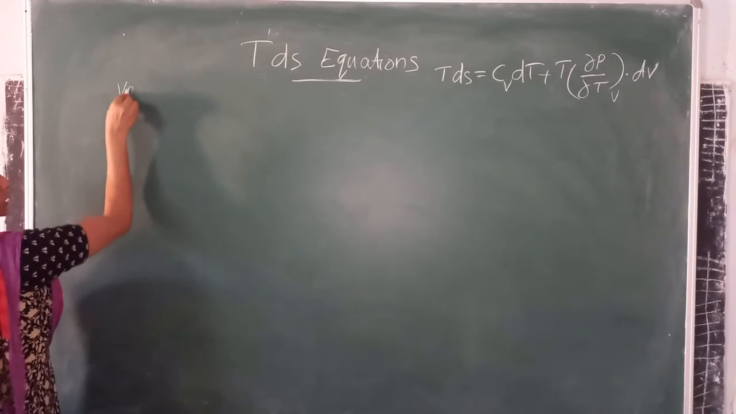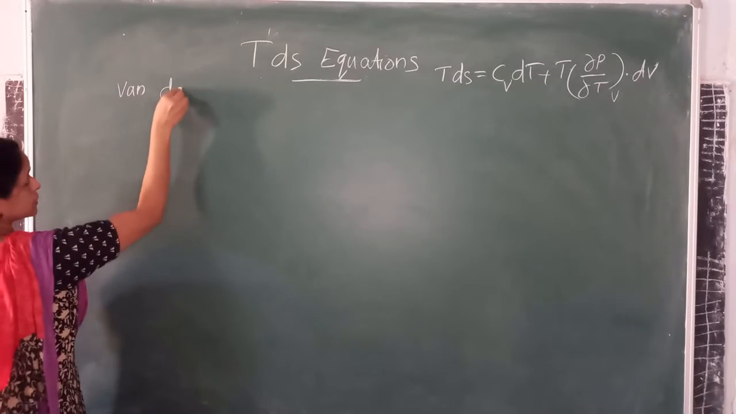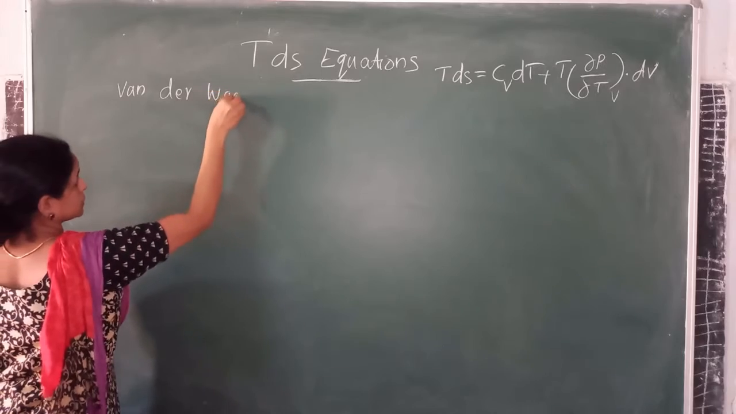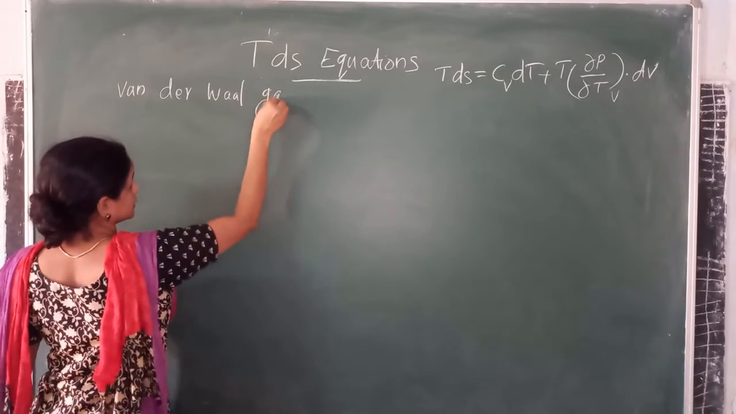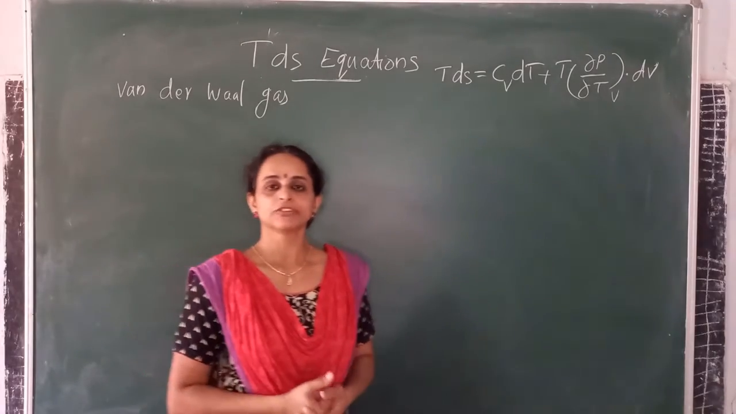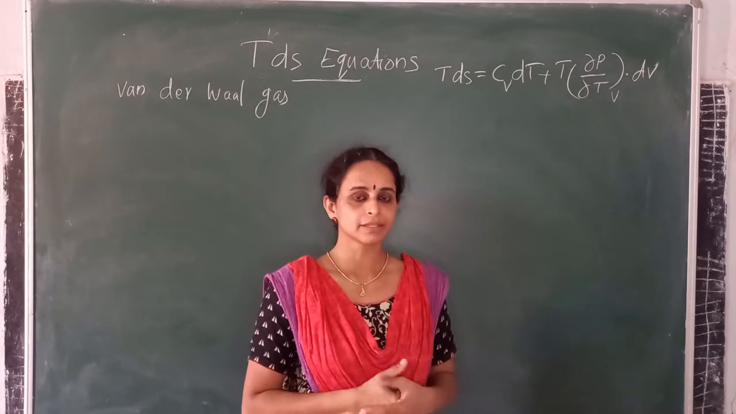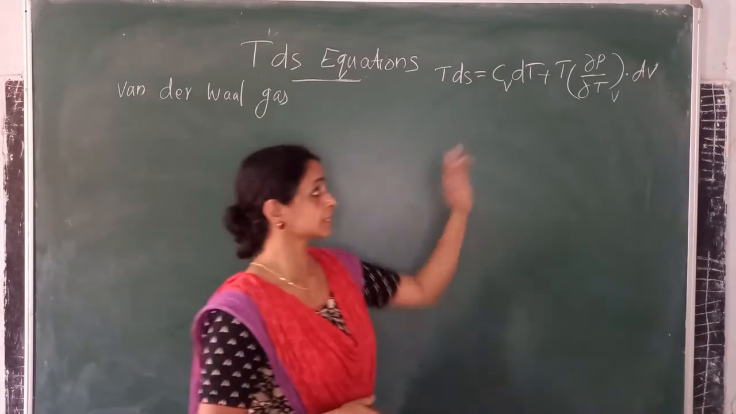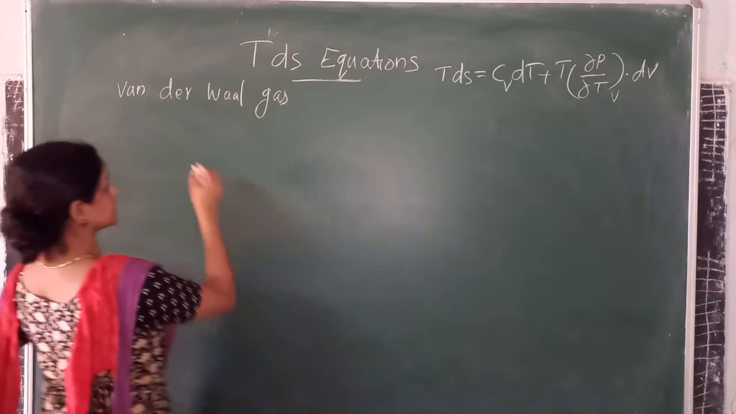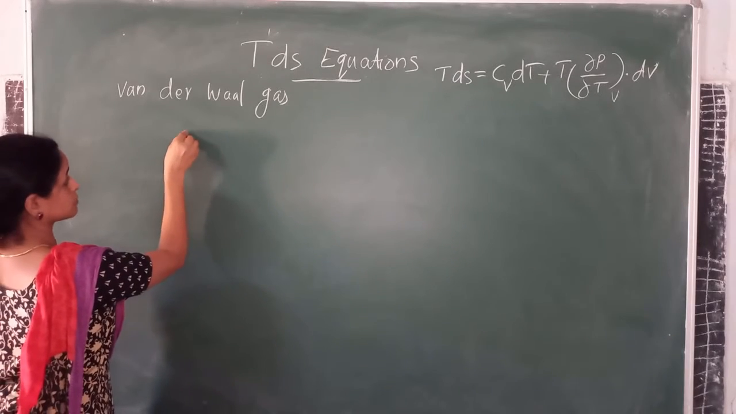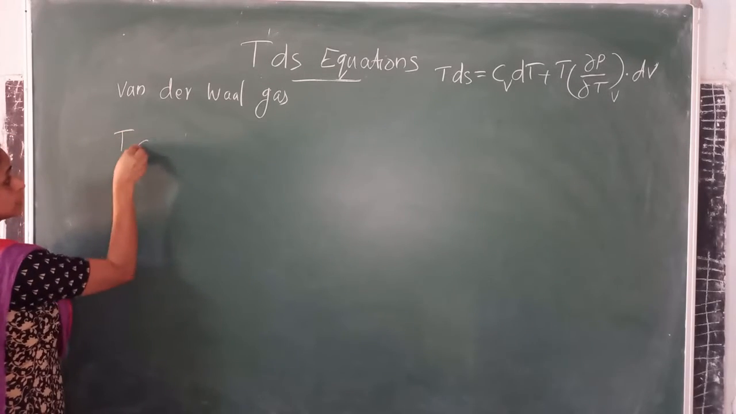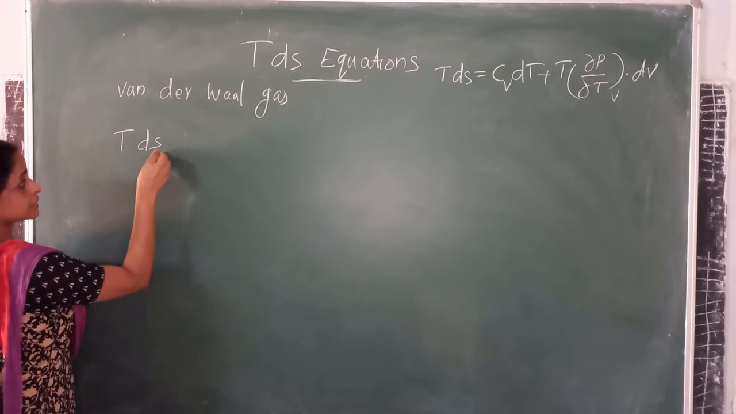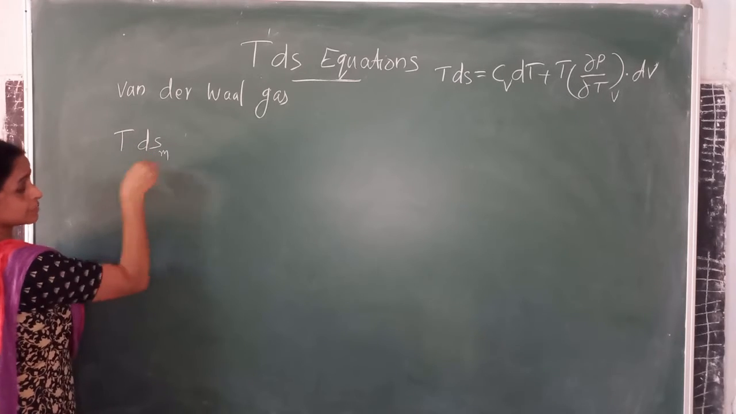So for a van der Waals gas, for 1 mole of a van der Waals gas, we can write the molar equation. That is, everything we have to write in small letters. That is T into dS. dS is molar, we can just write it as molar.